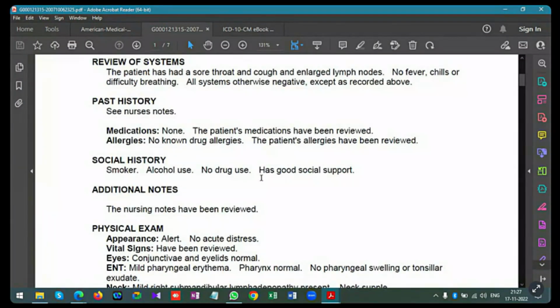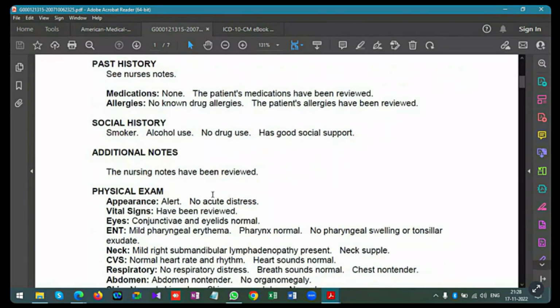So when you look here, in the social history, they will be documenting the smoking status, any alcohol or drug use, marital status, whether he is divorced, working employment, social support, or living status. Those all will be documented under your social history. So in this scenario, the patient is a smoker as well as an alcohol user. Then in additional notes, they have stated the nursing notes have been reviewed.